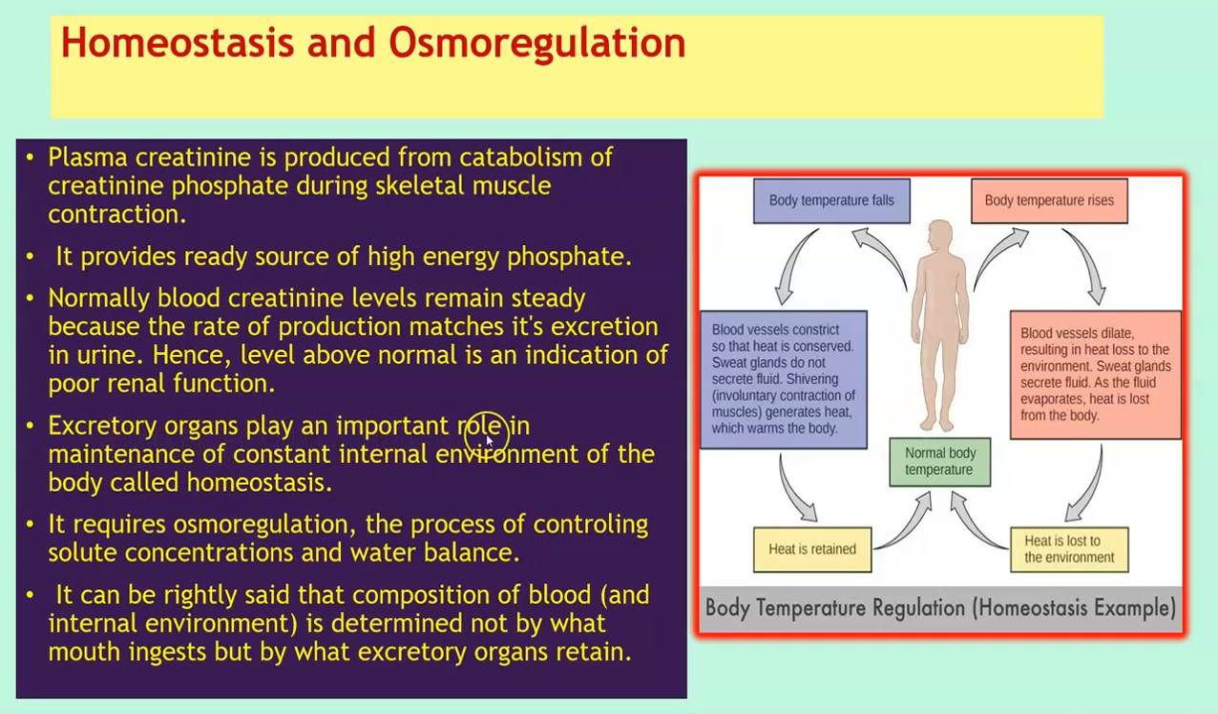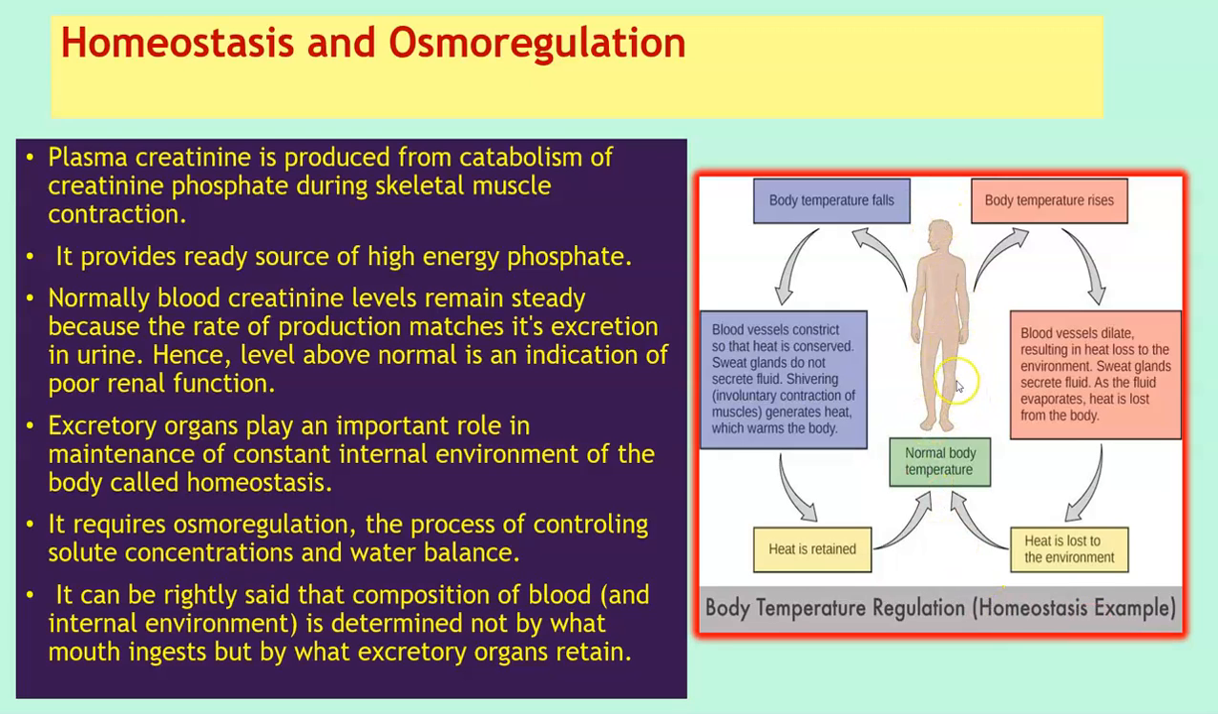Excretory organs play an important role in maintenance of the constant internal environment of the body, which is called homeostasis. It requires osmoregulation, the process of controlling solute concentration and water balance. Have a look at this image here. Body temperature regulation. This is again an example of homeostasis.